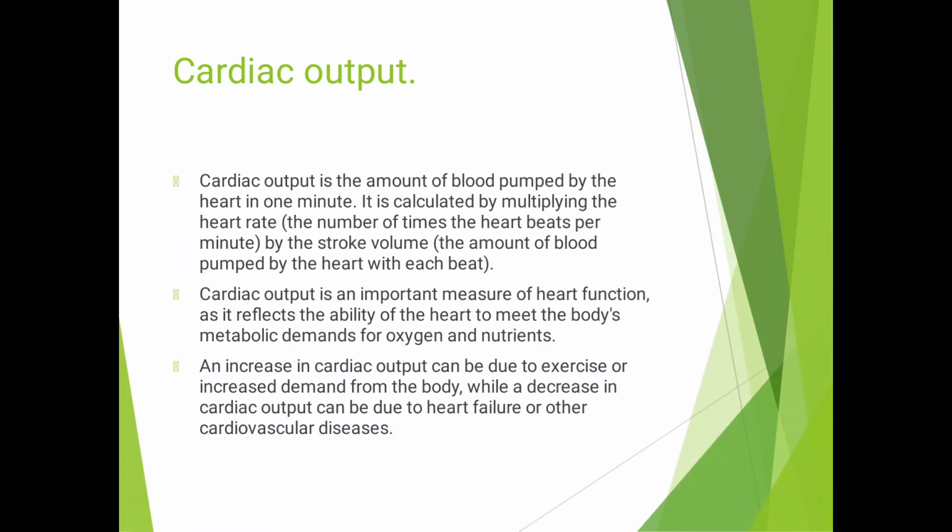The next concept is cardiac output. Cardiac output is the amount of blood pumped by the heart in 1 minute. It is calculated by multiplying the heart rate by the stroke volume. Here heart rate means the number of times the heart beats per minute. Stroke volume means the amount of blood pumped by the heart with each beat.